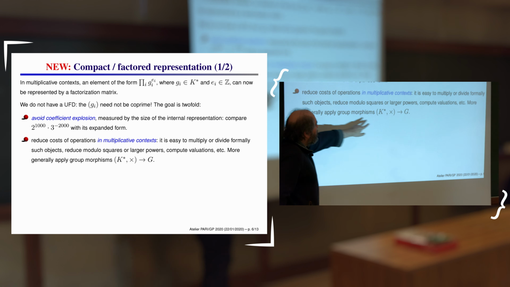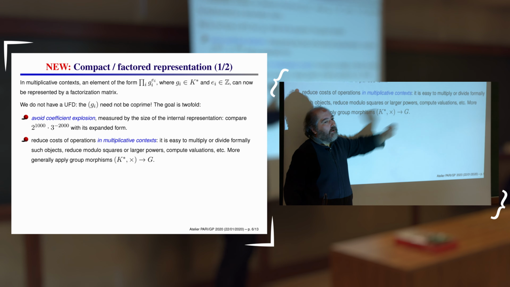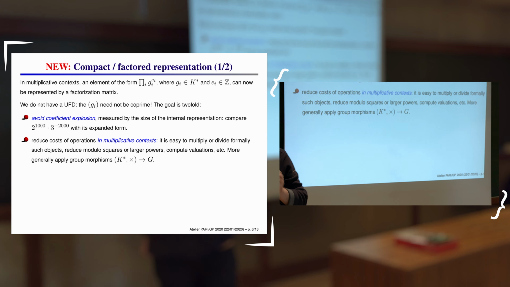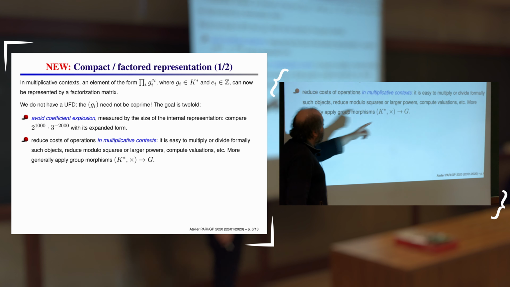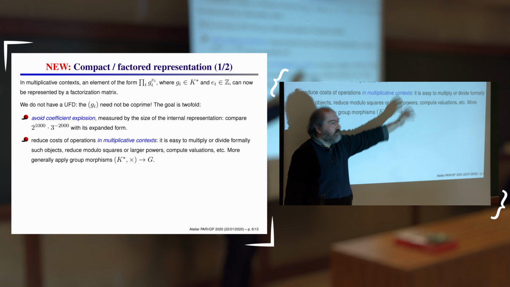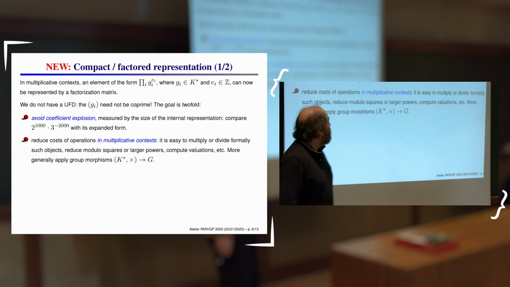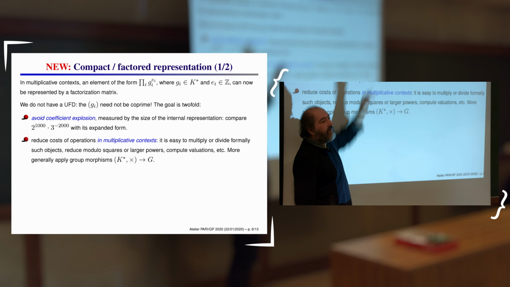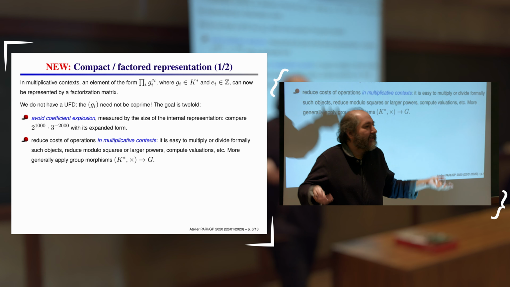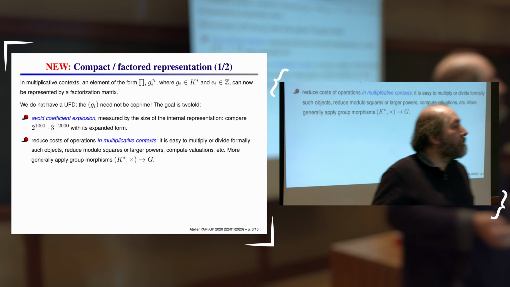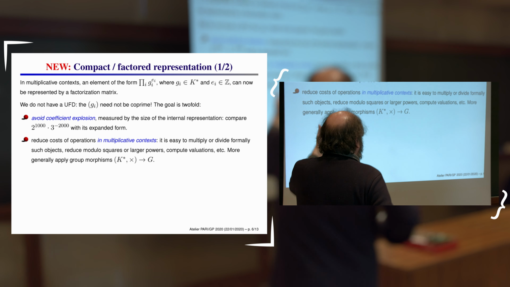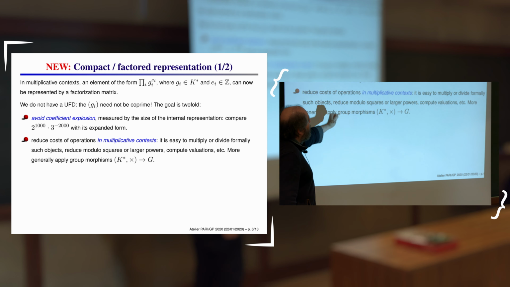And the second goal is whenever we are in a multiplicative context, meaning that we have a morphism from the multiplicative group of K to some abelian group G, then we're in business. We basically apply the morphism to each of the GI, leave the EI in place, and go on. So we can very easily, in a trivial way, compute such morphisms, keeping this factored representation.